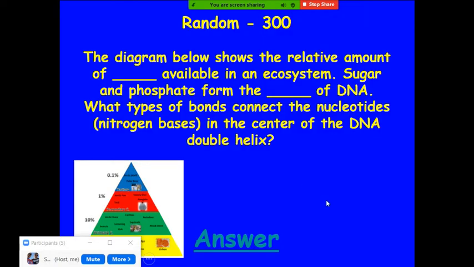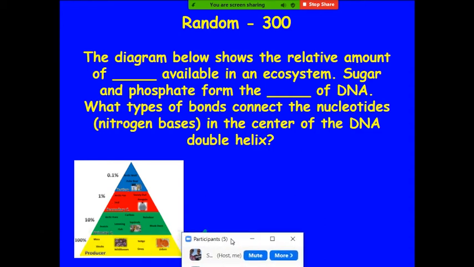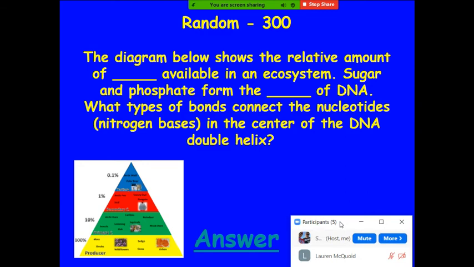The diagram below shows the relative amount of blank available in an ecosystem. Sugar and phosphate form the blank of DNA. What types of bonds connect the nucleotides or nitrogen bases in the center of the DNA double helix?